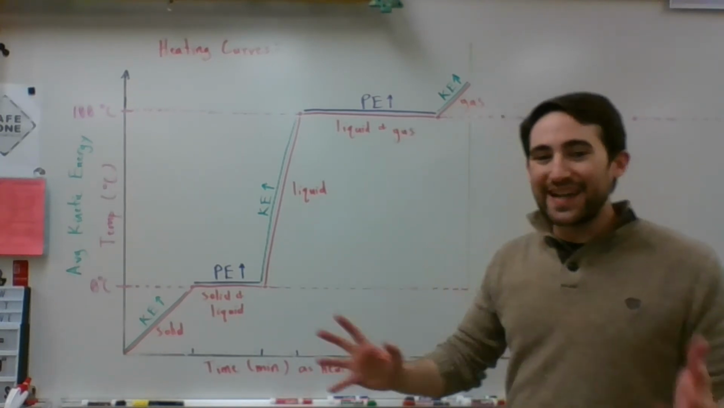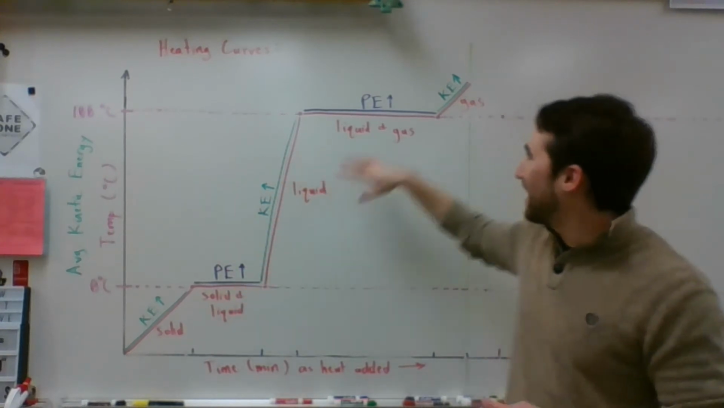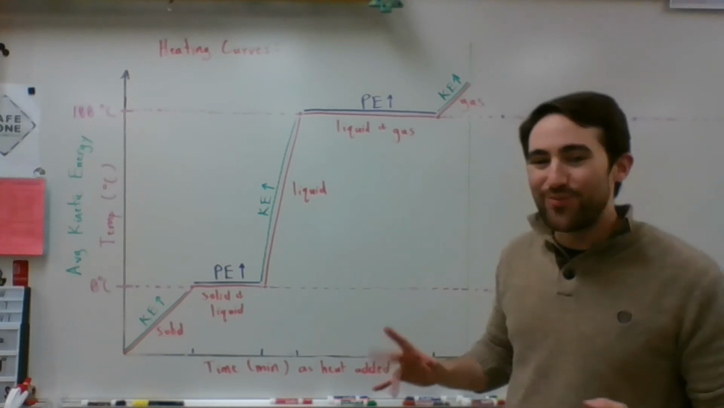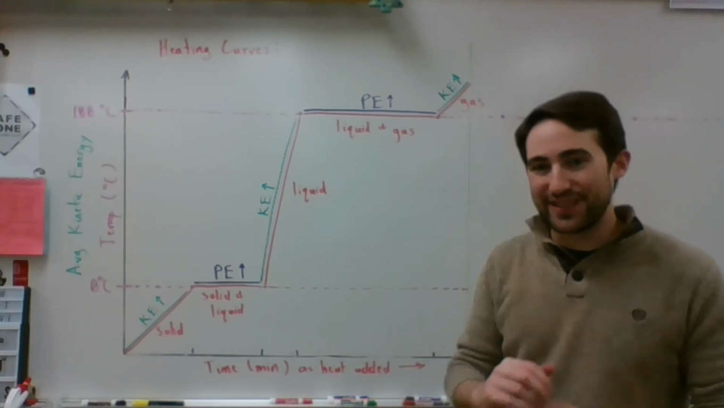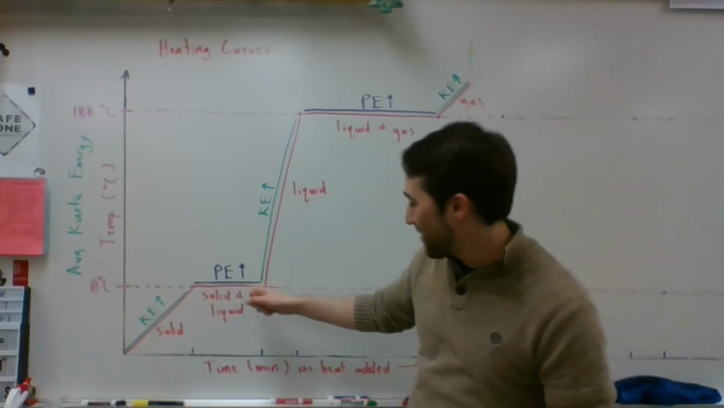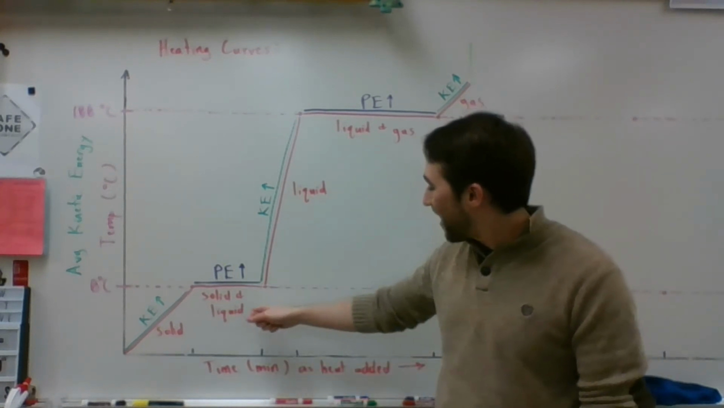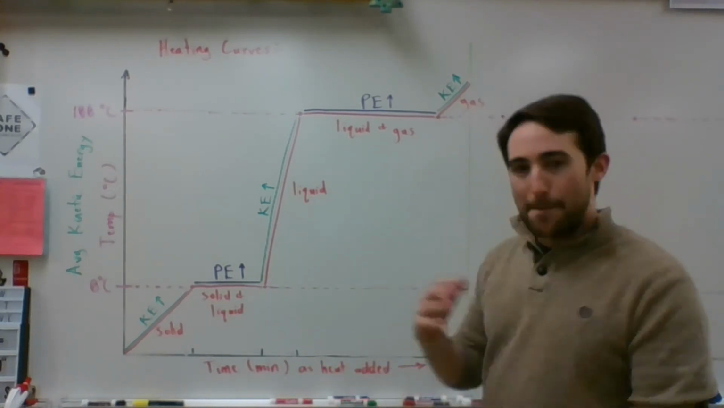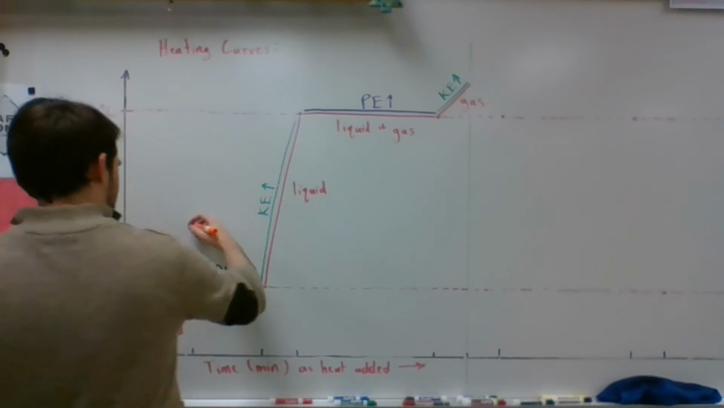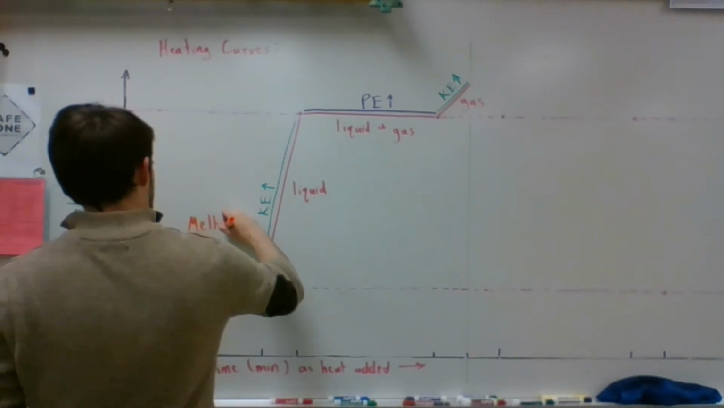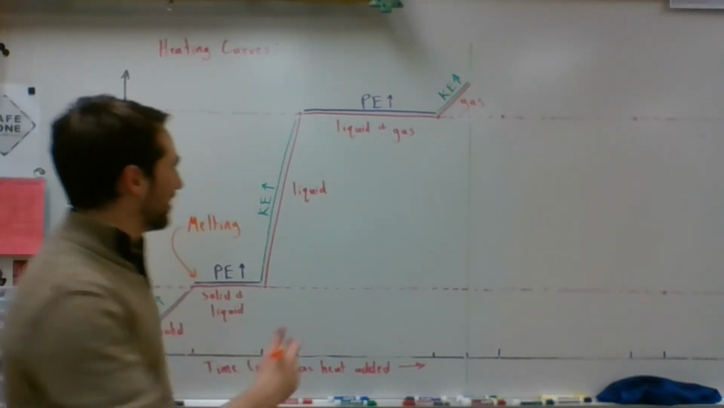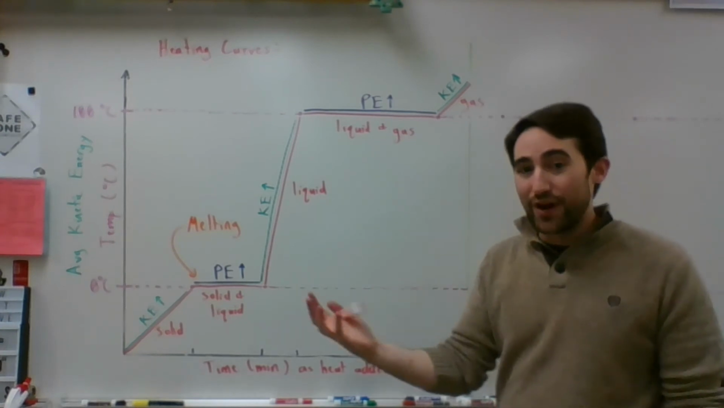So we've got an idea of how our stuff changes as we continue to add heat and what that means for the energy of the particles. But there's still more we can add to here. We can still add some detail and flesh this out a little bit. First of all, we have some specific names for the phase changes that happen here and here. When we go from a solid to a liquid, we call that melting. And when we change from a liquid to a gas, we call that boiling.